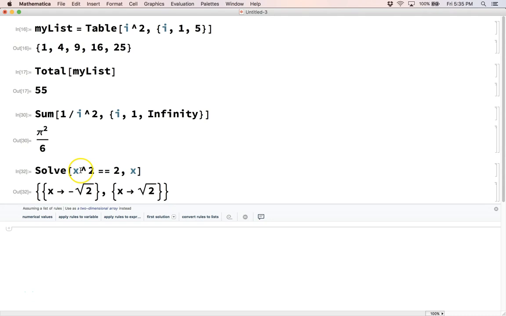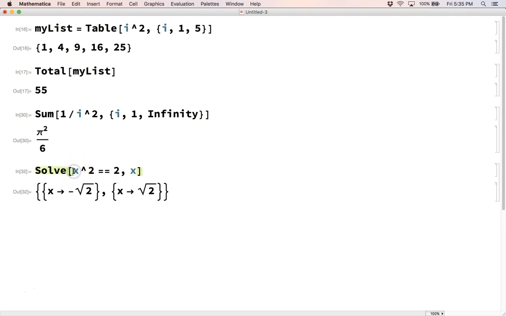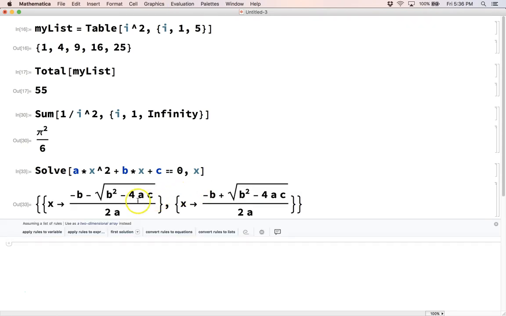So far that's not what I meant by symbolic programming, but let me show you an example. Say I do a times x squared plus b times x plus c. And say I want to solve that is equal to 0 for x. So probably this looks familiar to you. This is the quadratic formula. Negative b plus or minus the square root of b squared minus 4ac, whole thing over 2a.